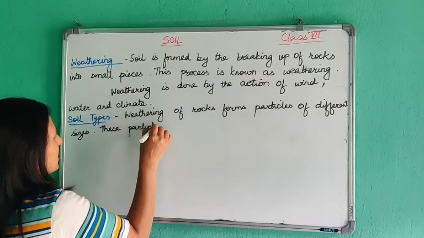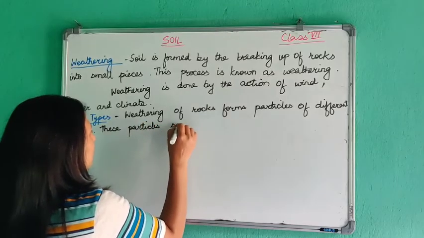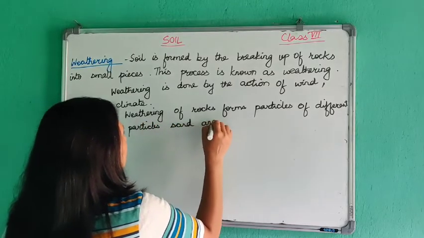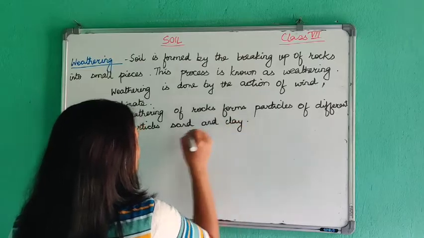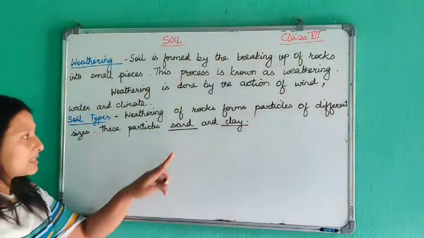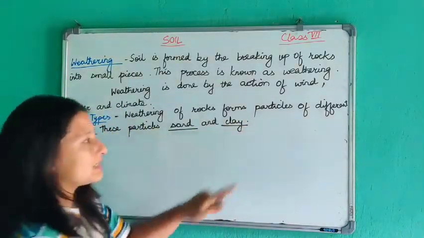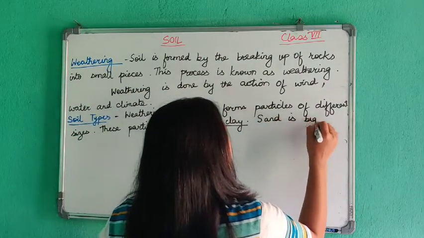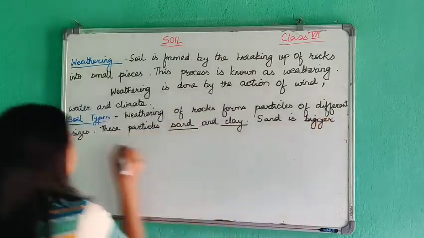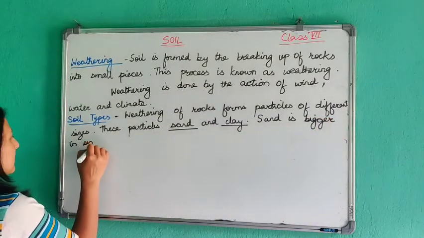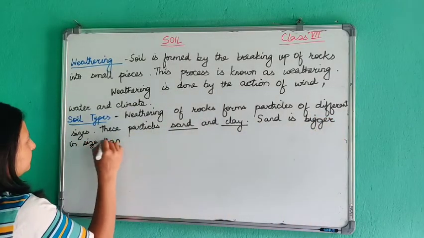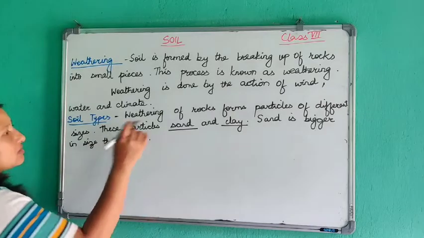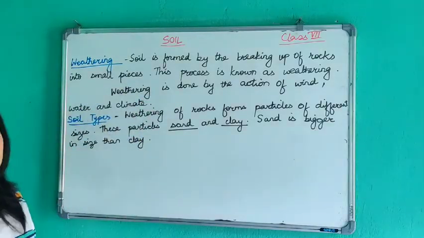So जब चाहिँ ढुङ्गा फुट्छ त्यति बेला चाहिँ दुई प्रकारको पार्टिकल्स बनिन्छ. त्यो चाहिँ के रहेछ भन्दा चाहिँ sand and clay. Sand चाहिँ अलिक ठुलो पार्टिकल हो, clay चाहिँ अलिकति सानो पार्टिकल हो. Sand is bigger in size than clay. Okay, bigger in size than clay. So soil is the mixture of these two particles.